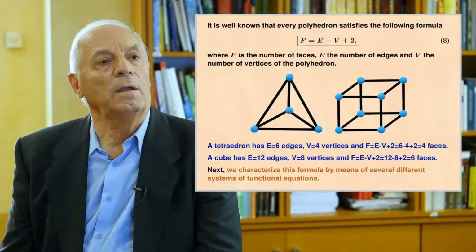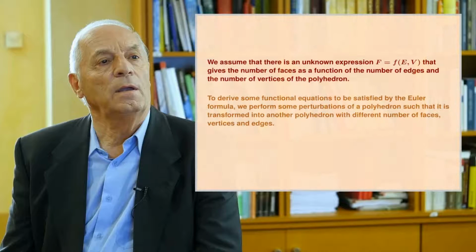Our purpose is to characterize next this formula using several systems of functional equations. We assume that there is an unknown expression that gives the number of faces f as a function of the number of edges E and the number of vertices V of the polyhedron. To derive some functional equations to be satisfied by the Euler formula, we perform short perturbation of a polyhedron such that it is transformed into another polyhedron with different number of faces, vertices, and edges.